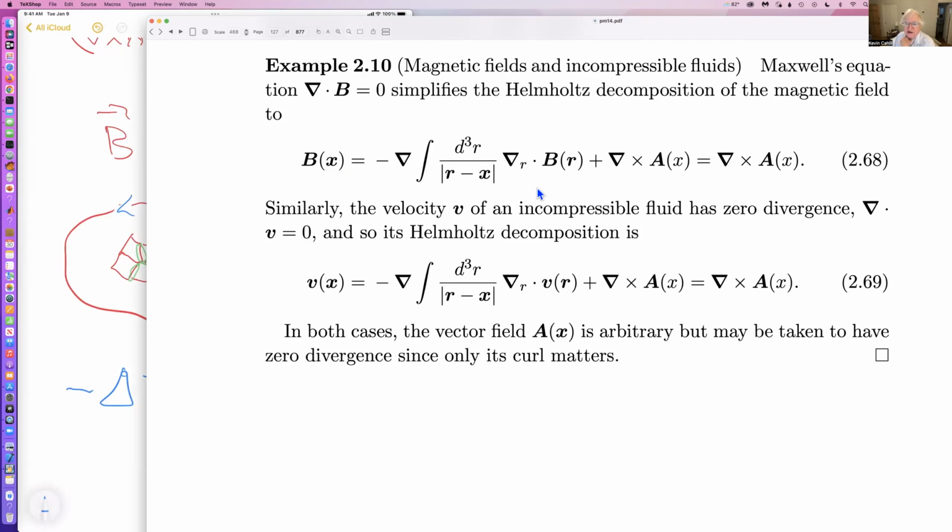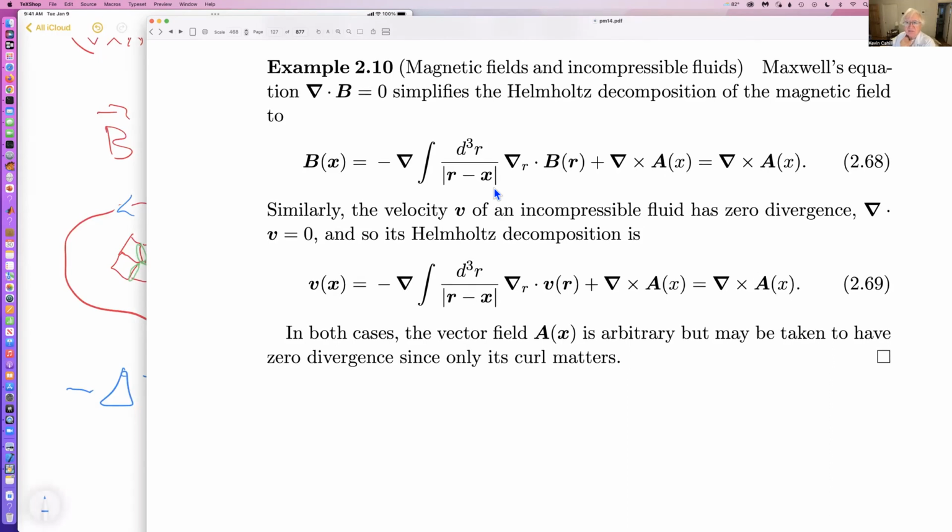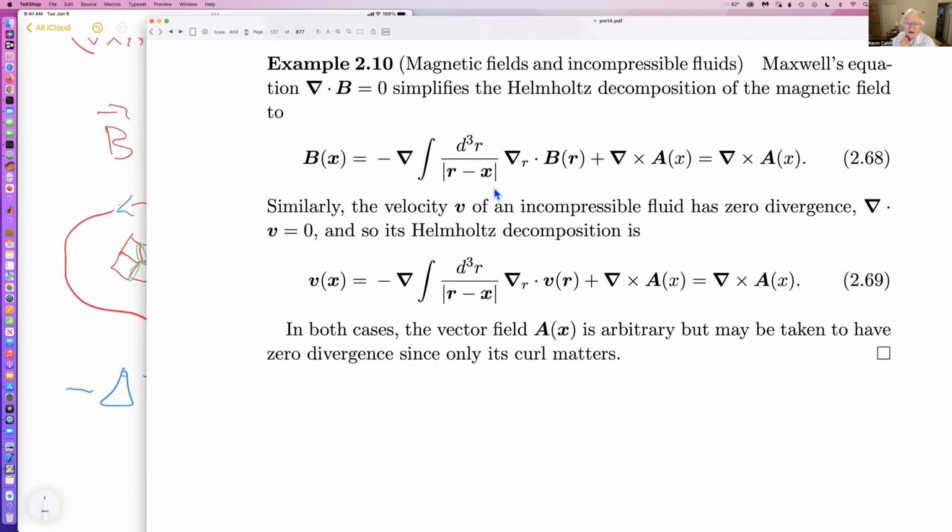Magnetic field can be written in this way. You then have the gradient, the divergence of the magnetic field. Well, there is no divergence in the magnetic field, so it's automatically the curl of a vector field.